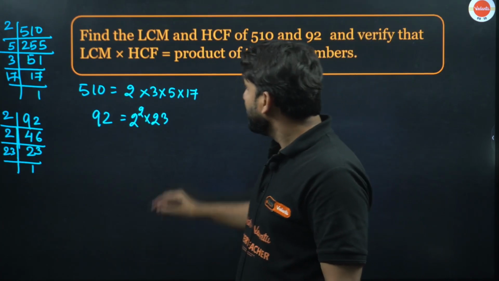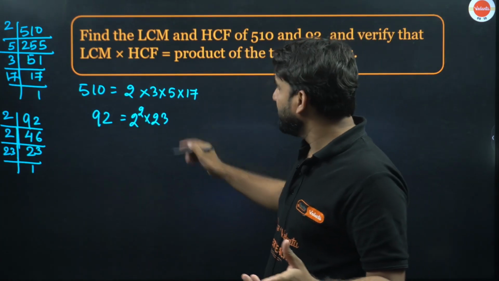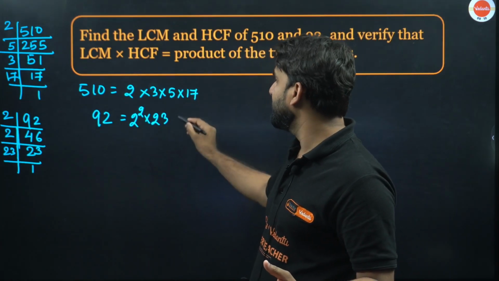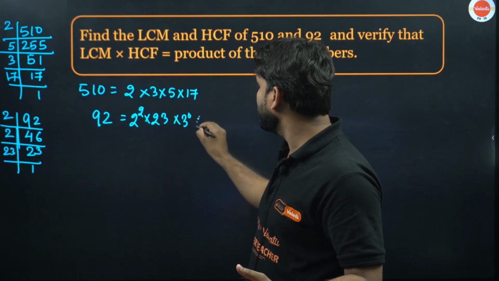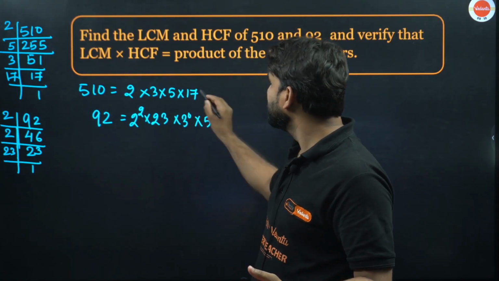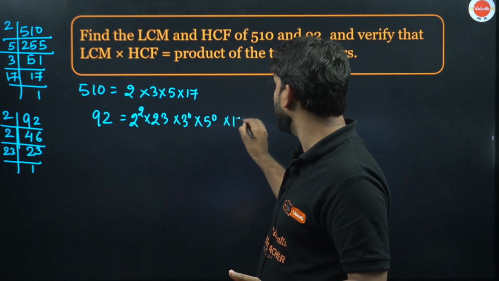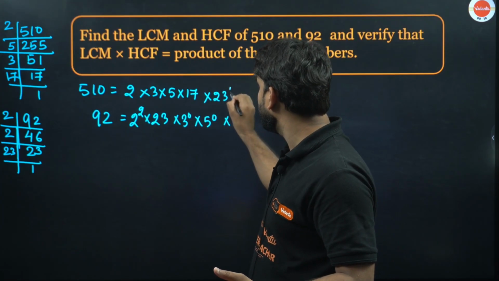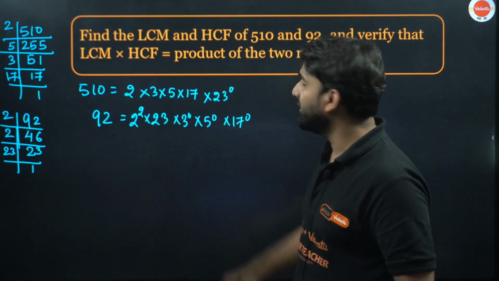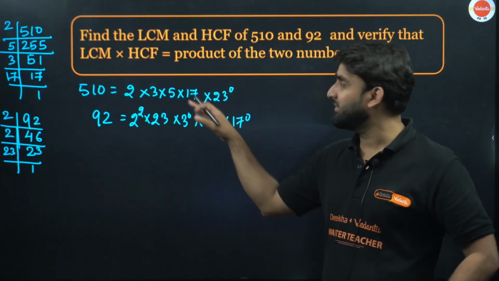Now find out. So again, using that trick, 5 is there in one but 5 is not there in the other. 3 is there, 3 is not there, so we can write 3 to power 0. 5 is there, 5 is not there, we can write 5 to power 0. 17 is there, 17 is not there, 17 to power 0. 23 is there but 23 is not there in 510, so 23 to power 0. I hope now every number is similar, identical. I mean, every prime number is present in both.